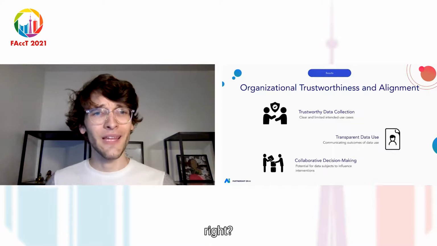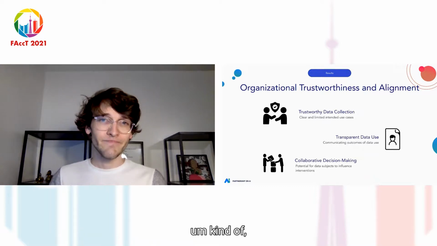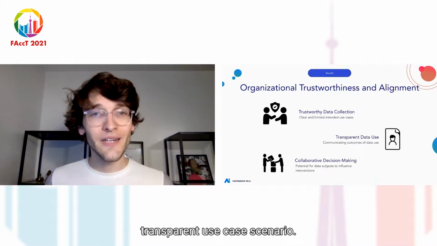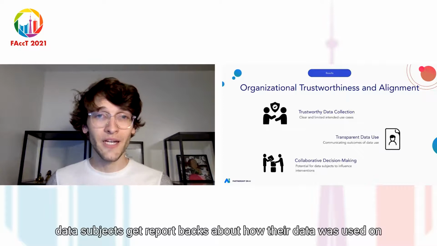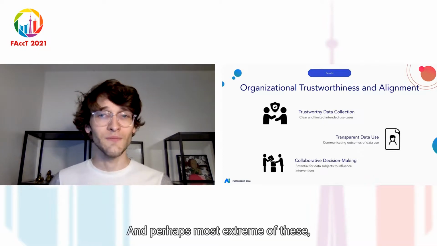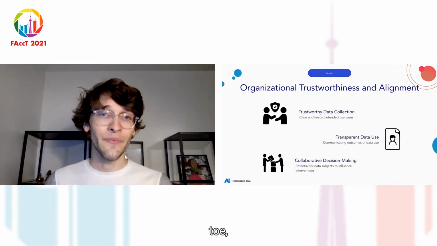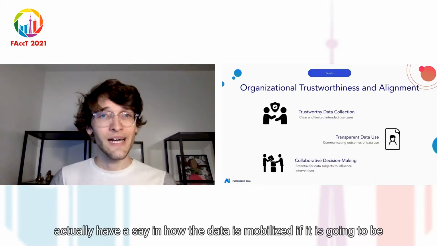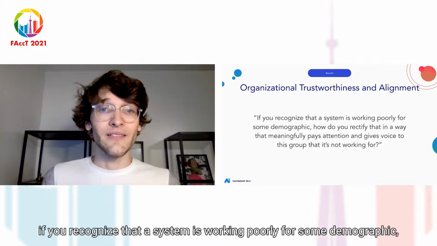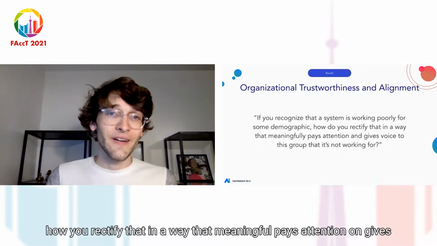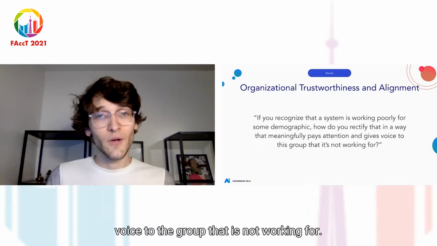Following up on that, some practitioners even suggested a more transparent use case scenario where data subjects get report backs about how their data was used. Finally, and perhaps most extreme of these, we did see some desire for data subjects to have a say in how their data is mobilized if it is going to be collected. In other words, if you recognize that a system is working poorly for some demographic, how do you rectify that in a way that meaningfully pays attention and gives voice to the group that it's not working for?